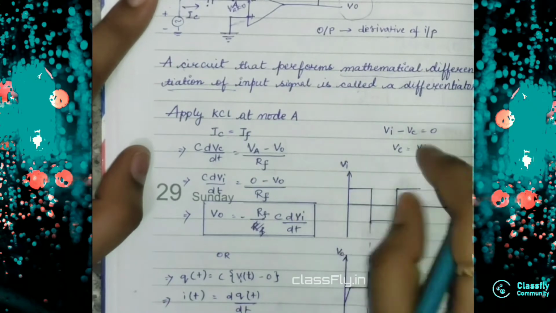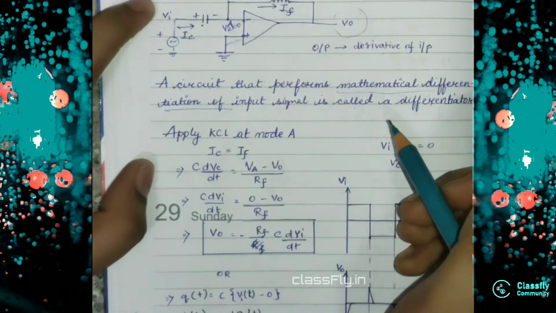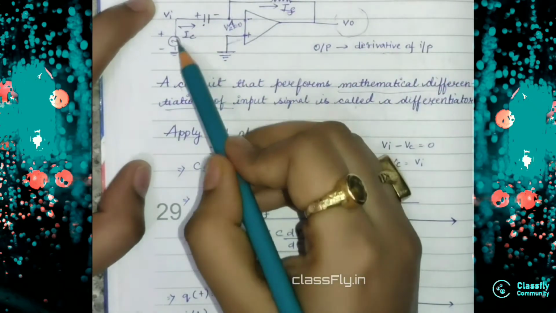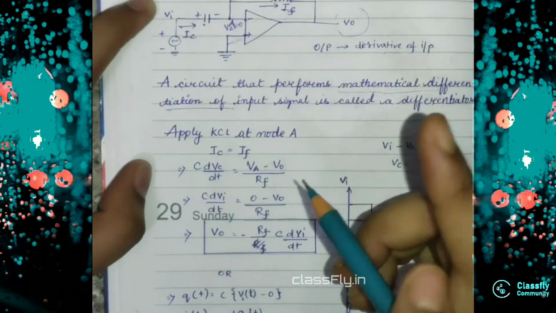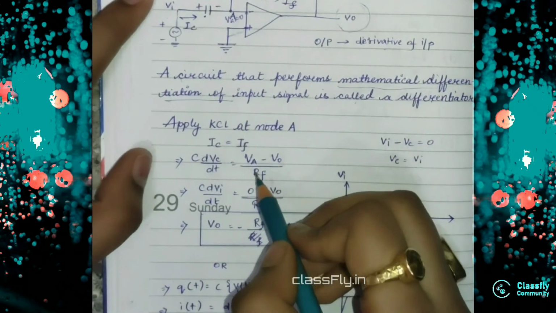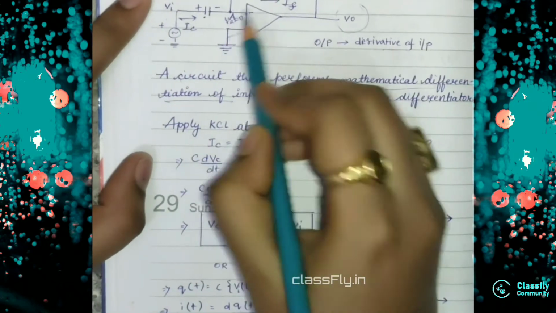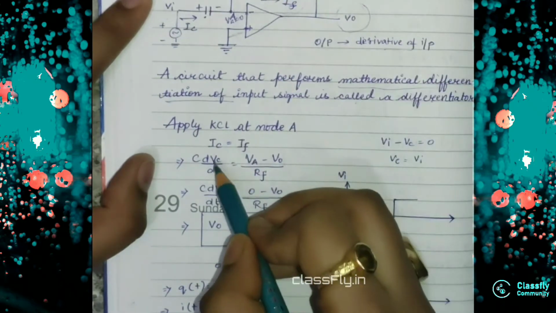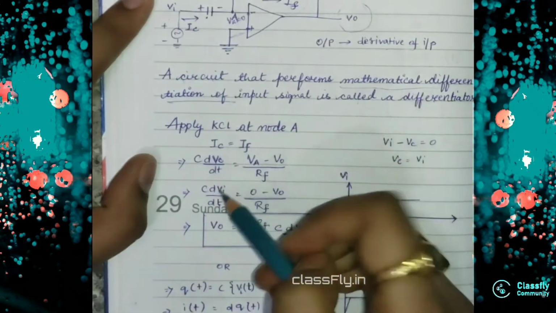Now I will apply KCL at node M. KCL, we all know, is the voltage by resistance, right? So I wrote IC equal to IF. As here it is C, I will denote it by C dVC by dt, which I have already done in the integrator part. If you haven't watched it, please watch it. It will give you clarity. And IF will be VA minus V0 over RF or R, whatever. Now I will convert this VC into VI because I have to bring my input voltage here also.